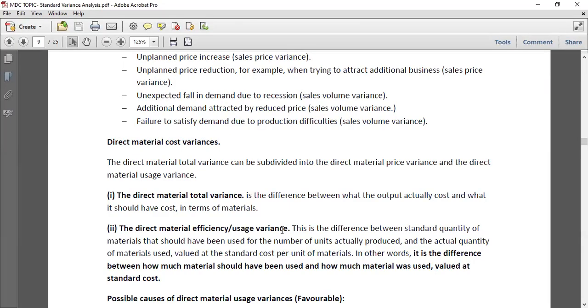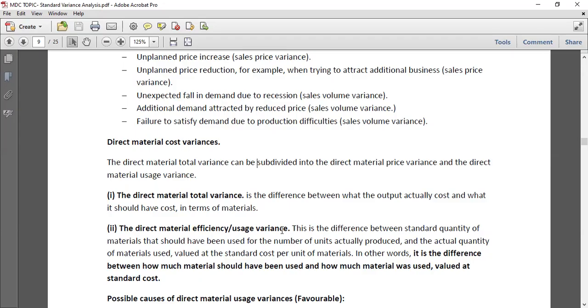And when it comes to efficiency, what we are trying to look at here is the difference between the standard quantity of materials that should have been used for the number of units actually produced and the actual quantity of materials used, valued at the standard cost per unit of materials.